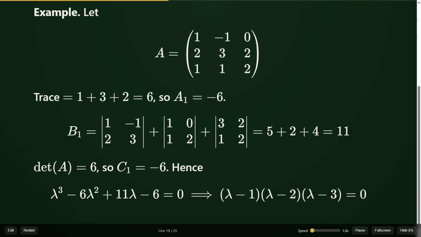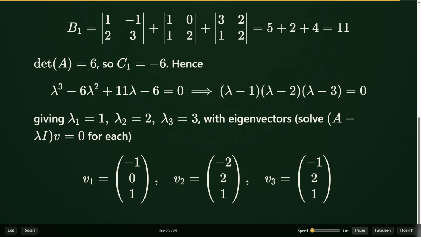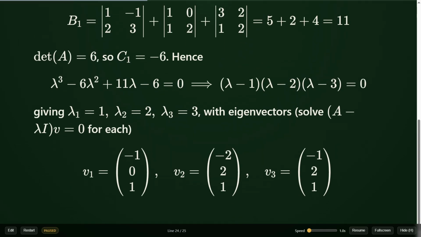So corresponding eigenvectors we can find out, and we get the first eigenvector as minus 1 0 1, the second eigenvector as minus 2 2 1, and the third eigenvector as minus 1 2 1. So you can just go through this procedure. This is the standard procedure of finding out eigenvalues and eigenvectors, and if you can practice for a 3 by 3 matrix, it is more than sufficient.